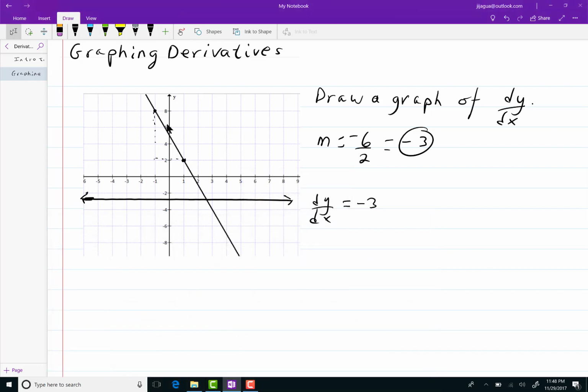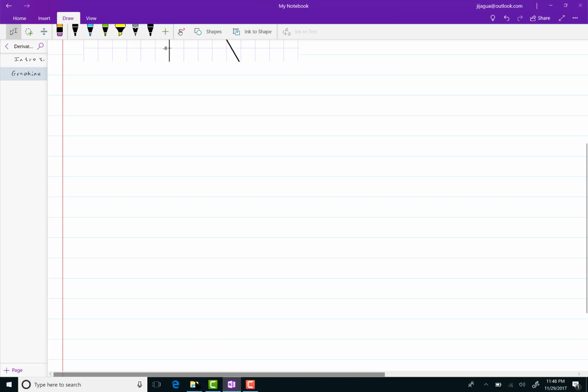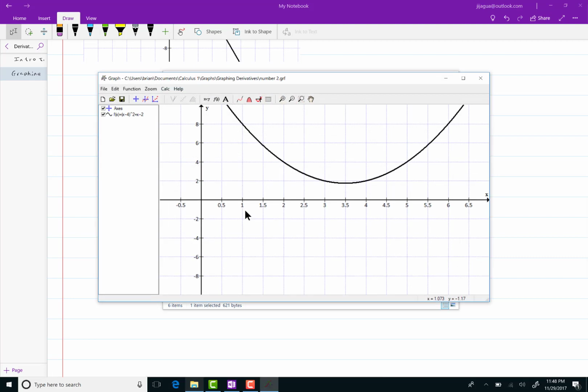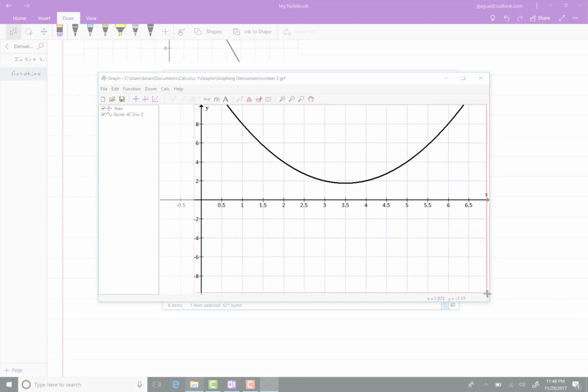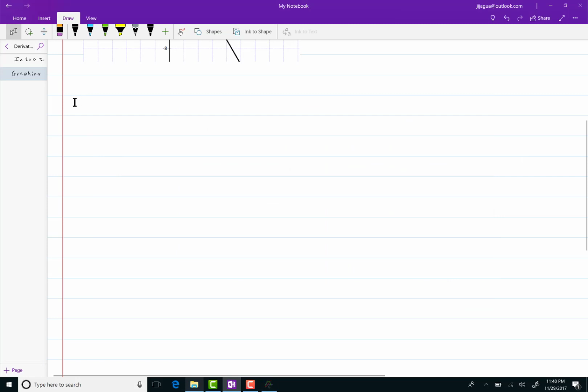Alright, let's grab some more. Really, the idea here is simply to get you comfortable with the derivative and what it does. Let's graph something curvy. So here we have a parabola. So let's grab this. Now this will elucidate much more of what a derivative does. A line really doesn't do much for anybody.